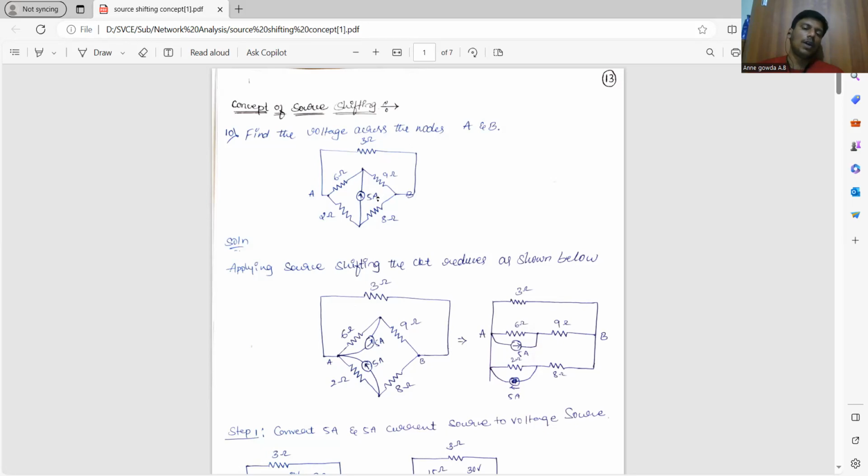So what I'll do, I'll apply current source shifting. I'll move this 5 amps from node C to node A and then from node A to node D. Okay, node A to node D.